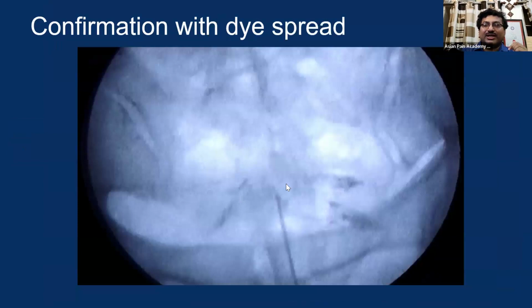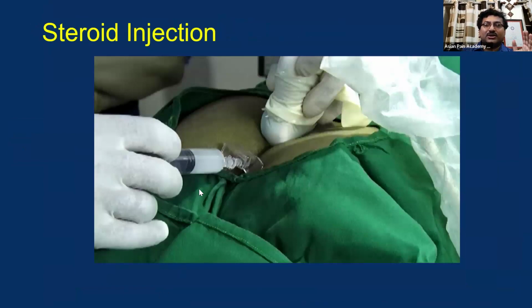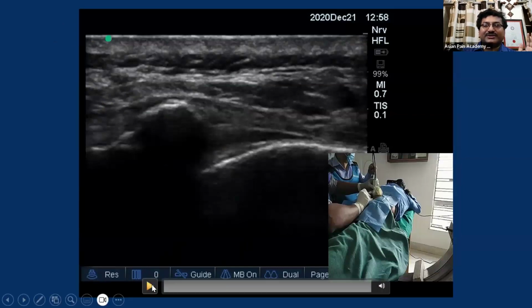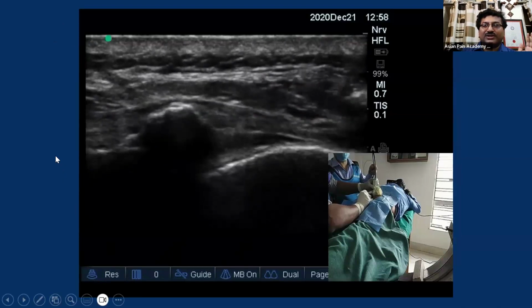Once you reach your area, you can give the dye, and with the dye you can confirm, and then you can give the drug. So ultimately you can inject steroid this way. This is an alternative method of injecting steroid. You can see in this video how it is being done.